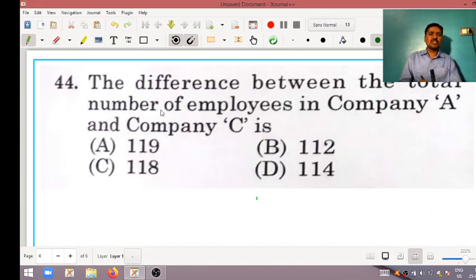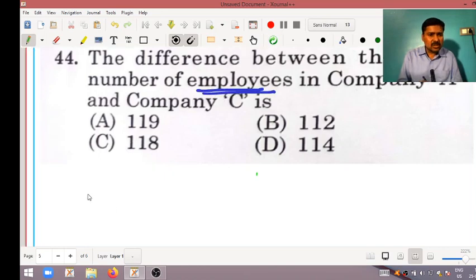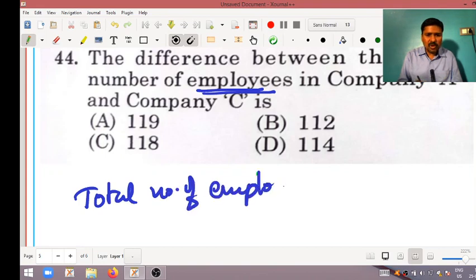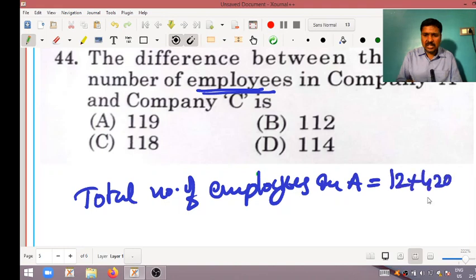Next, 44th question. Difference between the total number of employees in company A and company C. Similarly, in company A, total number of employees, not officers, employees. Total number of employees in A is equal to 12 plus 420, which is 432. So 432 is the total number of employees in A.